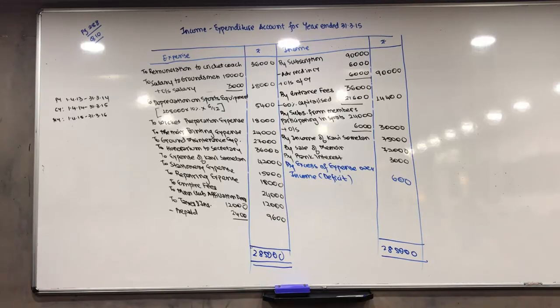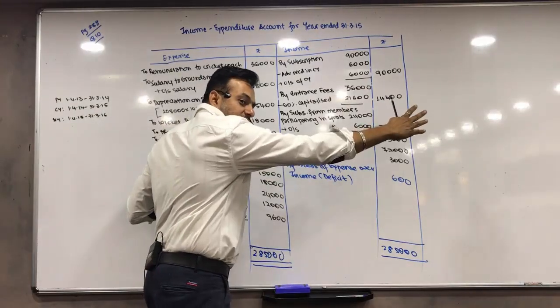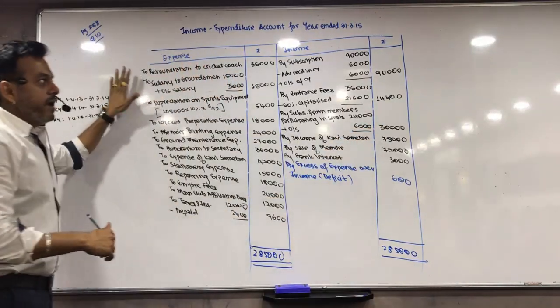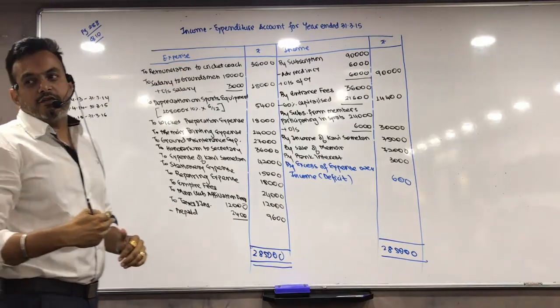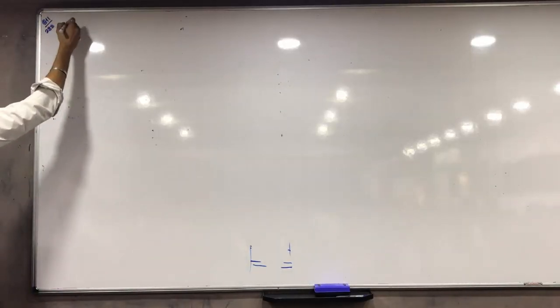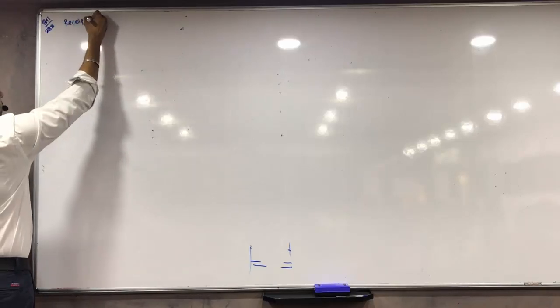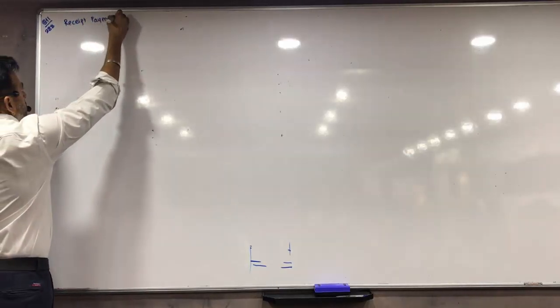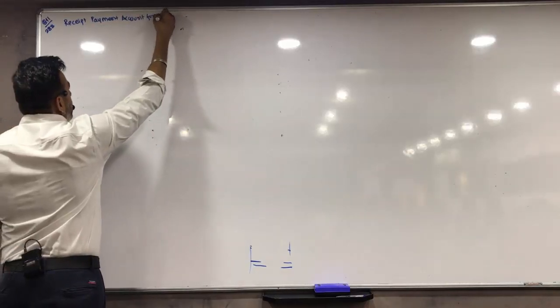Got it? Now, what you do is take two pages opposite to each other. On the left, you make the receipt payment account, and on the right, you make the income expenditure account. Receipt payment account, for the year ended.